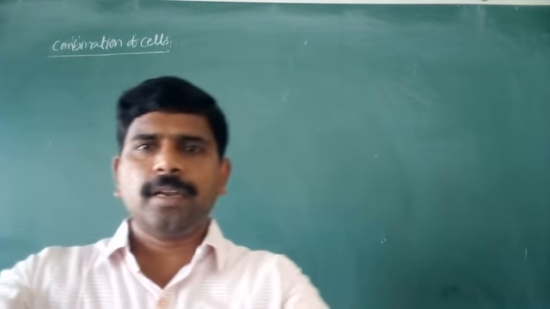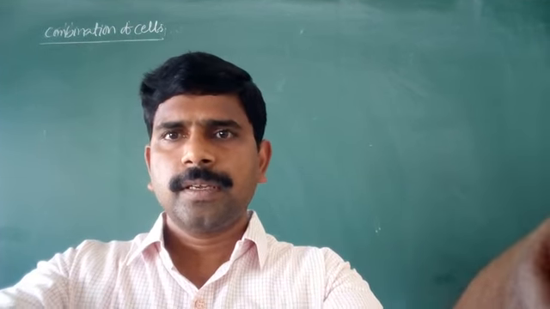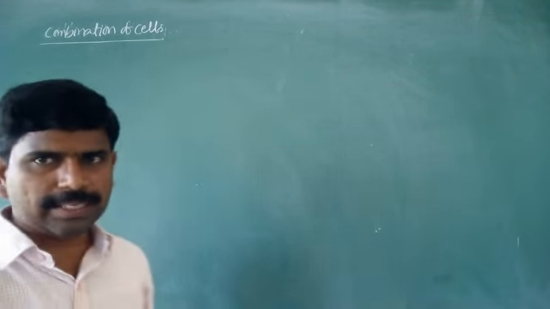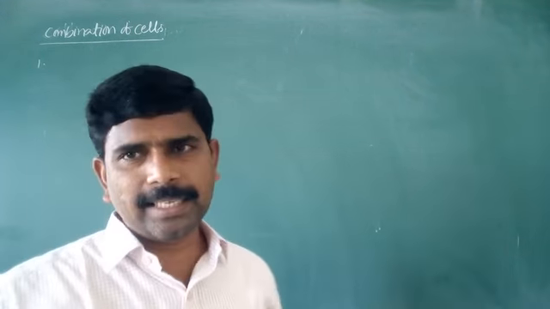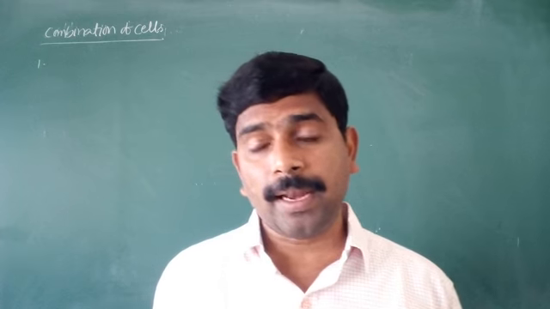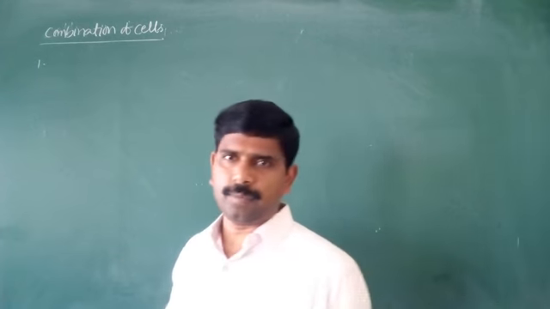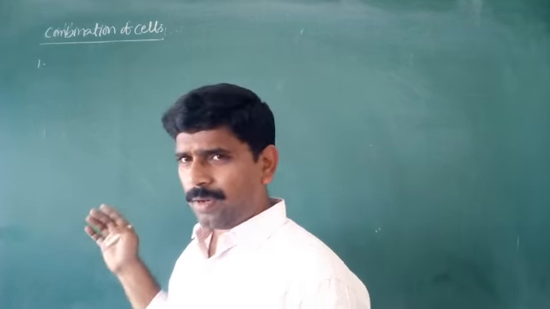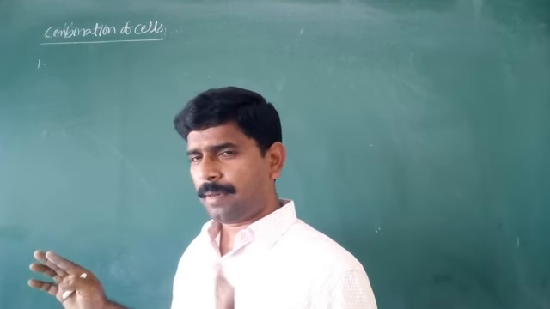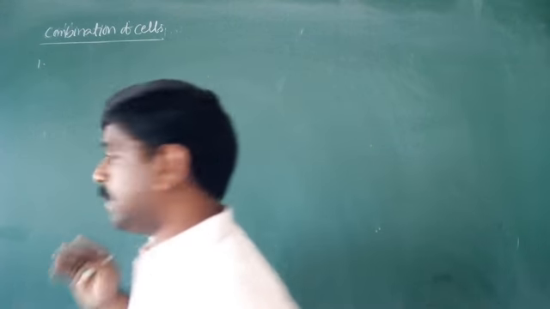Next one, combination of cells. Here cells are connected in two ways, actually three ways. One is the series combination, second one is the parallel combination, third one is the mixed combination. Right now we are discussing just two, one is the series, second one is the parallel.